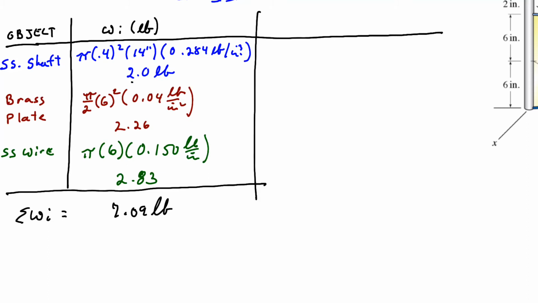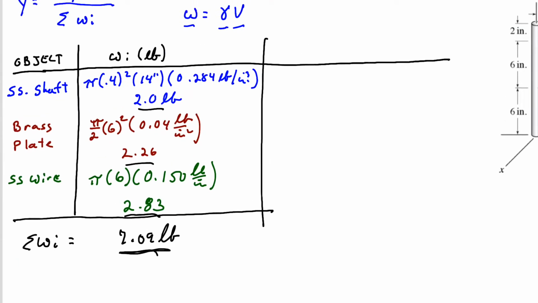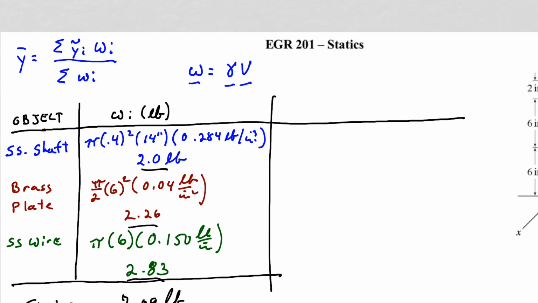If I add up the 2 pounds, the 2.26 and 2.83, I end up with the weight of this whole rudder to be 7.09 pounds. The next step, again, in our formula is to find the numerator, and we need to solve for this y tilde. So we're going to be looking for y tilde i. So this y tilde, again, remember, is the distance to the xz plane.